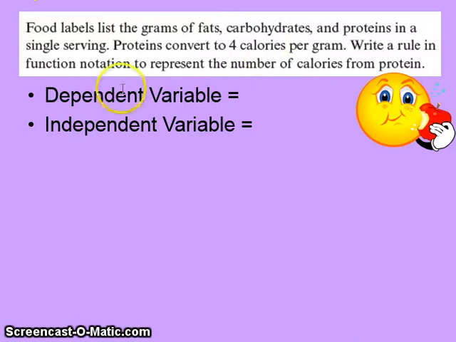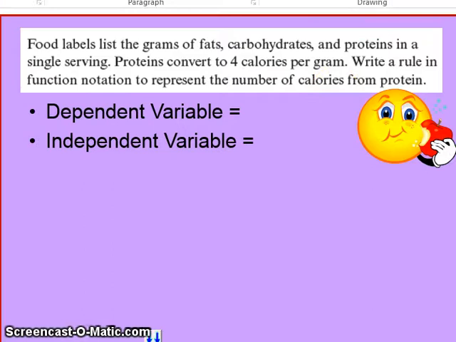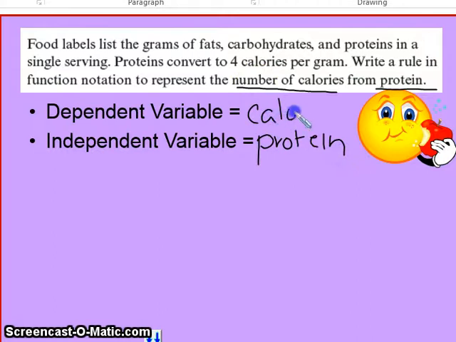Okay, so what we want is, we have our 2 variables here, calories and protein, and we want to decide which is the independent and which is the dependent variable. So we've got number of calories and grams of protein. Now, since protein converts to calories, we can say that the independent variable is the protein. That's what we start with, our input. And then the calories are our dependent variable, because how many calories we have depends on how many grams of protein we have.